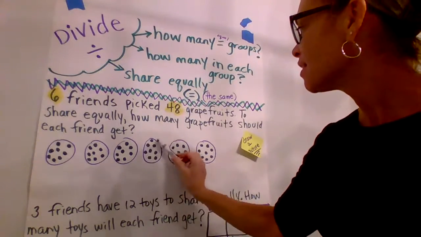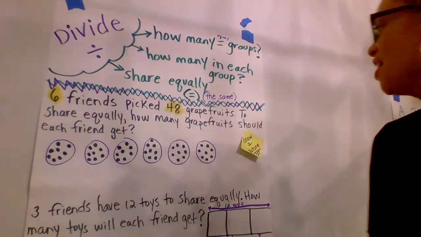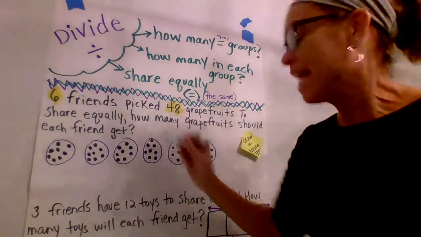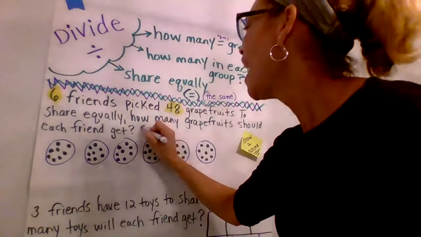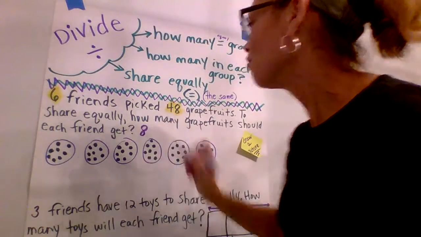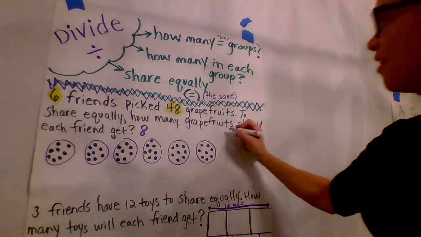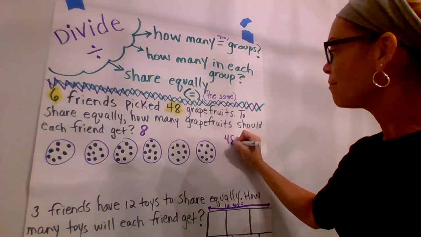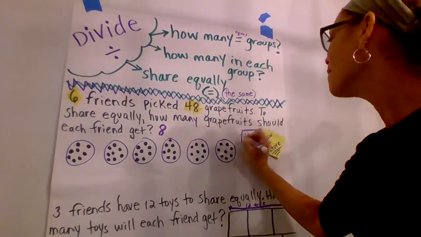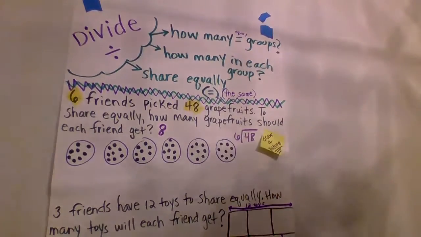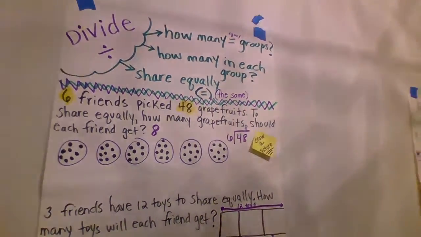2, 4, 6, 8. 2, 4, 6. Yes. So the answer is each child will get 8 grapefruits. Okay, so we had 48 grapefruits. We divided them among 6 people, and we got 8. Each child will get 8.